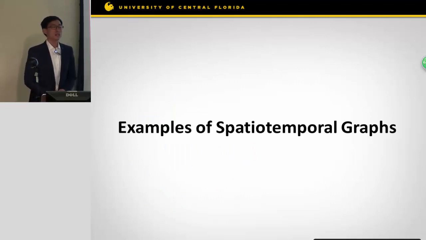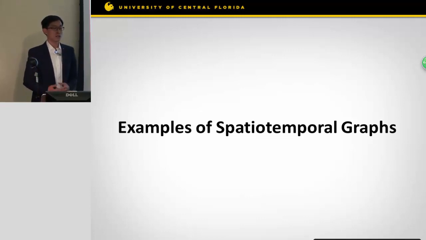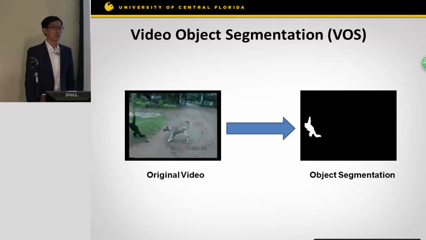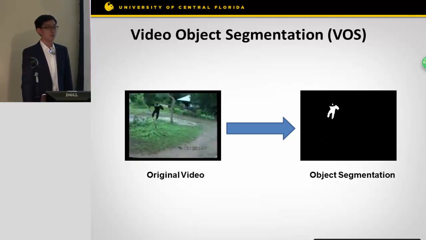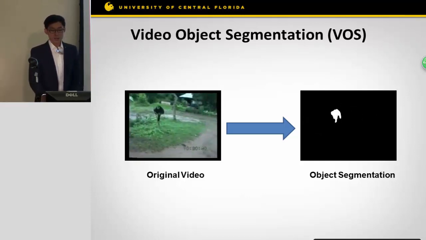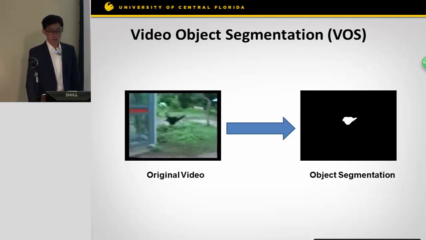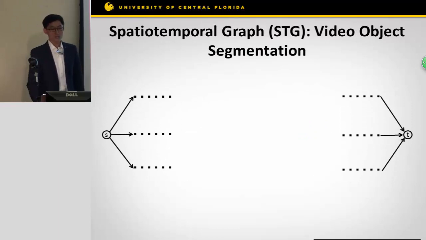In my dissertation, I have investigated 3 important computer vision problems. Here, let me give you some examples of the spatial-temporal graphs in these problems. The first problem, which can be solved by spatial-temporal graph, is the video object segmentation problem. In this problem, given a video, we want to get the pixel-level segmentation for the foreground moving object. Let me show you the spatial-temporal graph for this problem.